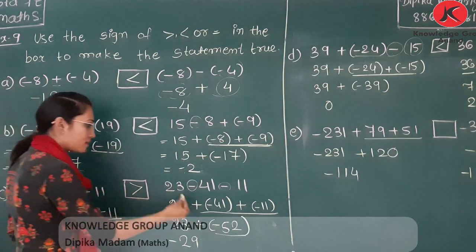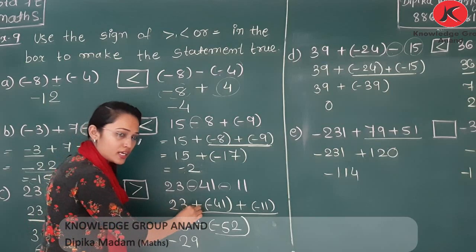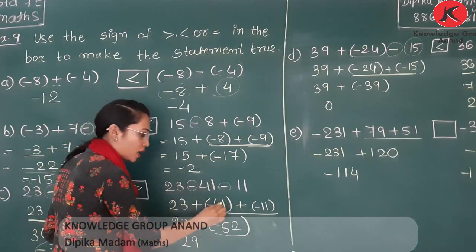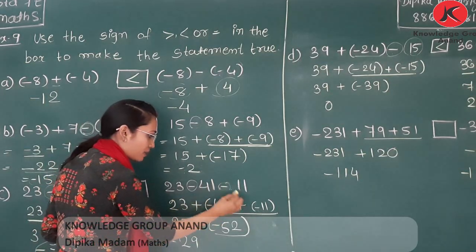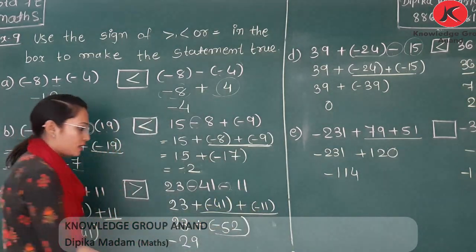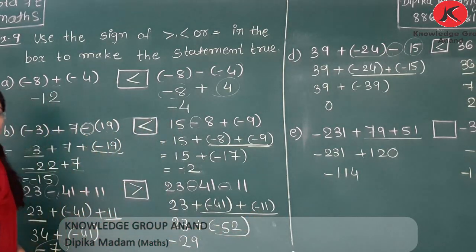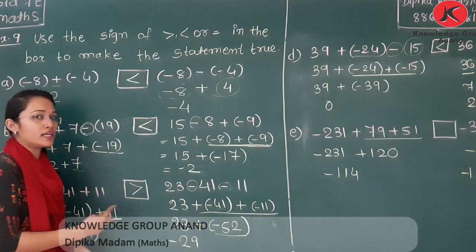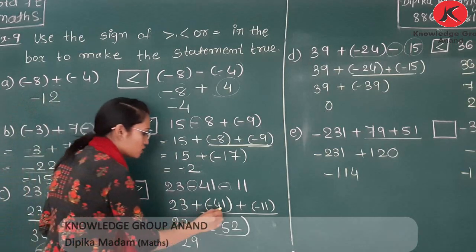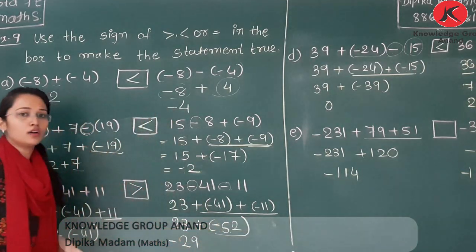Now on the right side, this is the next subtraction. Subtraction becomes addition. 41 becomes -41. Again subtraction becomes addition and 11 becomes -11. Now you can see this is -41 and -11. So add the numbers. કેમ? બંનેની સાઇન સેમ છે એટલે. So 41 plus 11 is 52. Sign of greater number minus.